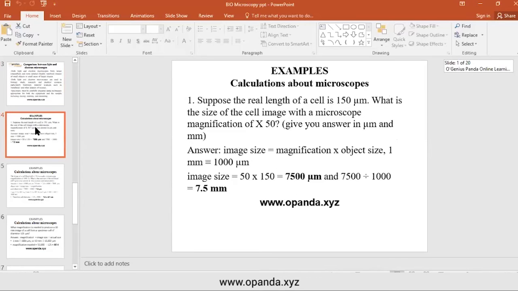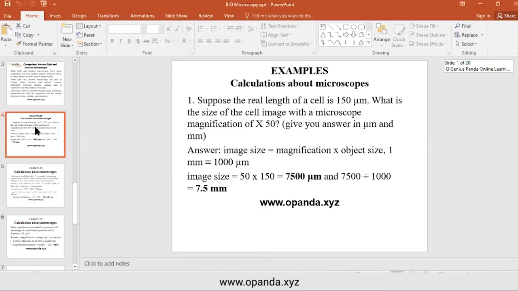Now let's enter the calculations, because we have seen the concept of microscopes, the compound light microscope we are familiar with, and the electron microscope we are not familiar with. Now we have seen the concepts of magnification, resolution, and image size. Now let's be familiar with short calculations which are involved in microscopic studies. Examples: calculations about microscopes.